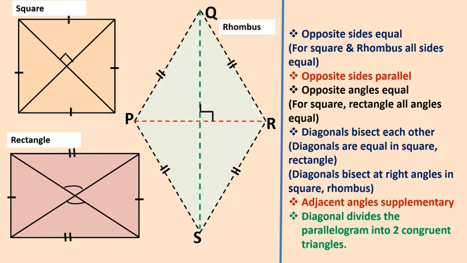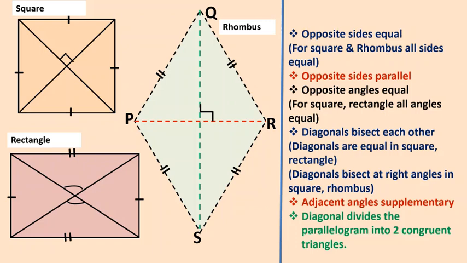And in which case are opposite sides equal? For square and rhombus, opposite sides are equal. Sorry, for square and rhombus, all sides are equal. Otherwise, opposite sides are equal, however. Why is it special? That's why I have written only for square and rhombus. Opposite sides are equal, and not just opposite sides, all the four sides are equal for square and rhombus.